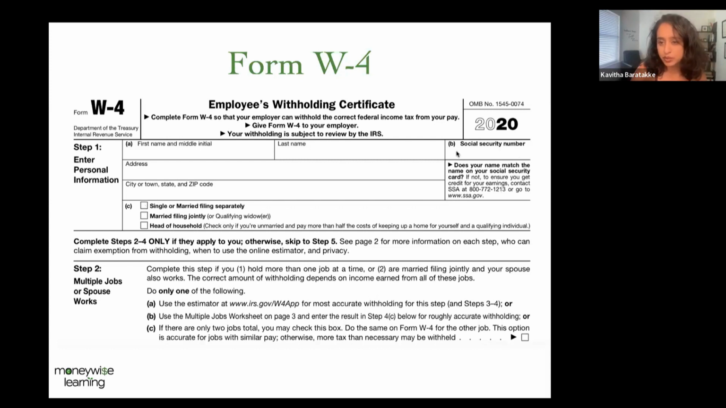You will also report your social security number, because everything is handled through your social. Your employer will file these and put these taxes against your social security number. So by the end of the year, they'll give you a W-2 with your social security number on it. So that's the W-4 and that's the W-2.